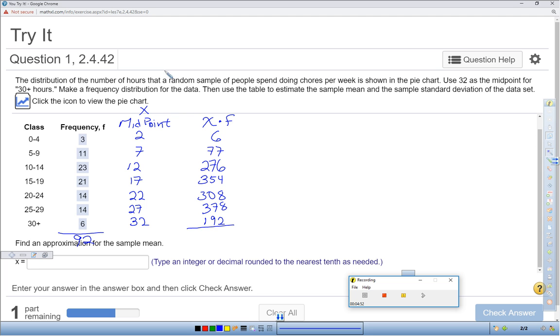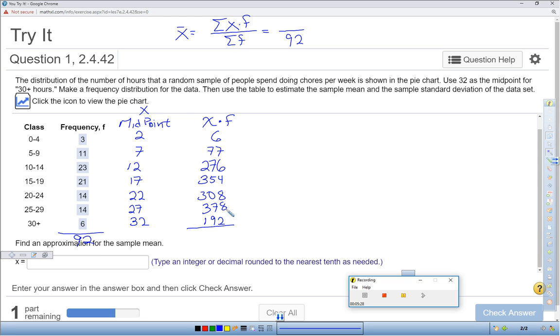So the formula to calculate the mean is going to be, let me put it here, the mean is the sum of the midpoint times the frequency, divided by n. And n is the sum of the frequencies. So divided by the sum of all the frequencies. We already got that the sum of the frequencies is 92. And for the sum of the midpoint times the frequency, I need to add these numbers. I'm going to use my physical calculator to do the summation.